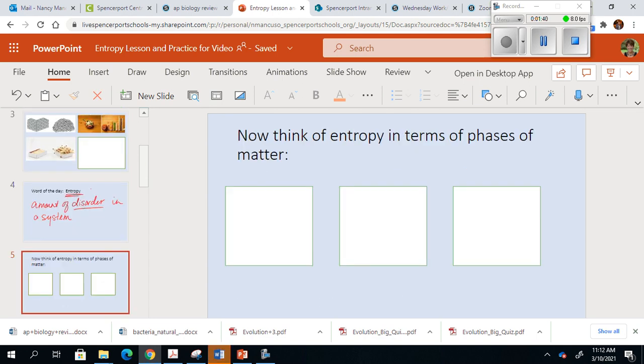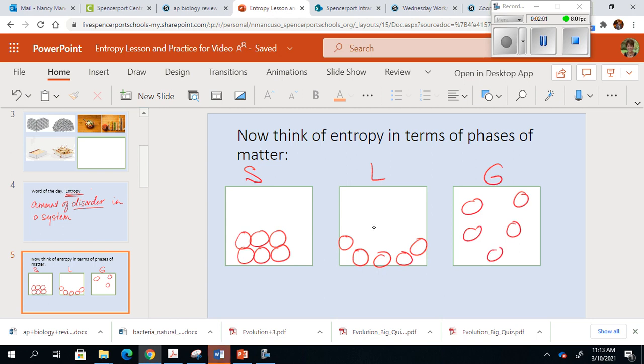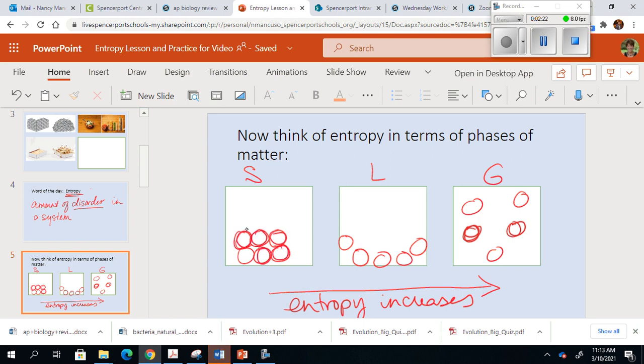So now I want you to think of it in terms of phases of matter. So if this is a solid and this is a liquid and this is a gas, when you draw a solid, you draw all the molecules nice and close and orderly. In a liquid, you have them start moving apart a little bit. And in a gas, they're much more random and all over the place. So as you go from a solid to a liquid to a gas, entropy increases because there's more disorder. Here, your molecules are all over the place, so there's increased disorder. Here, it's very orderly. They are all in order.